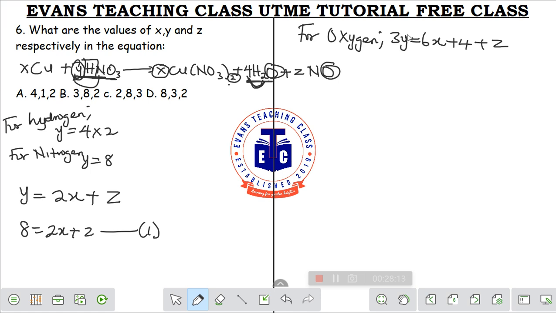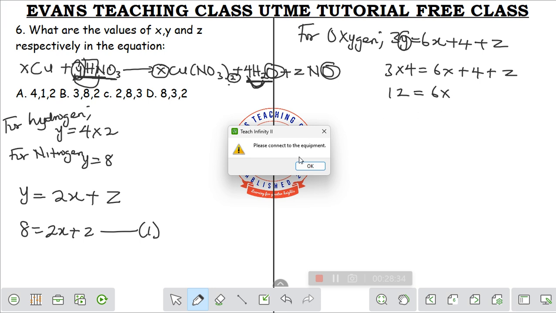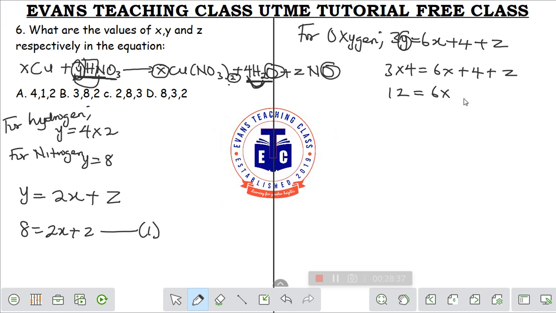Don't forget we already know what y is. That is 3 times, what is y? 4 is equals to 6x plus 4 plus z. So that will be 12. So that will be 6x plus z plus 4. Do you get what I'm doing there?